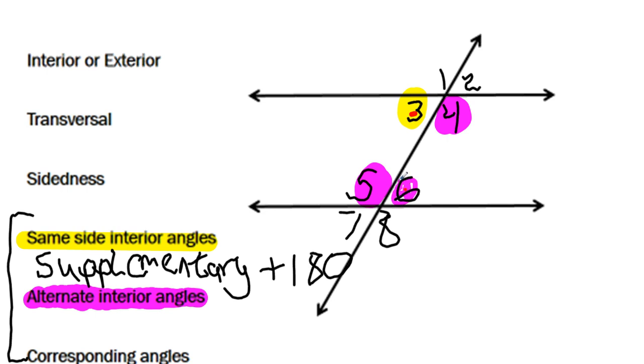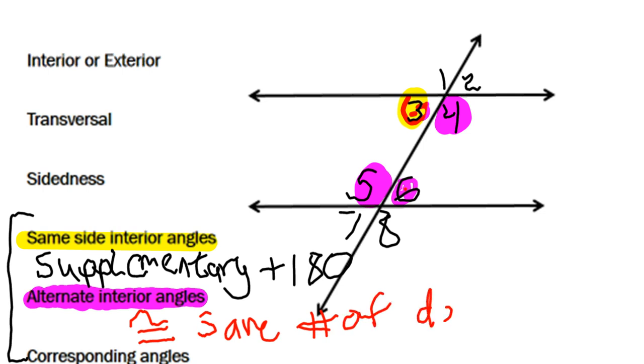And so one thing we can get out of that is if you look at 3 and 6, you see how both of those are acute angles? One of the facts that I'd like you to know, and you need to write this in your notebook, is that alternate interior angles are congruent, which means they have the same number of degrees. Okay, and we'll move on to our last one.